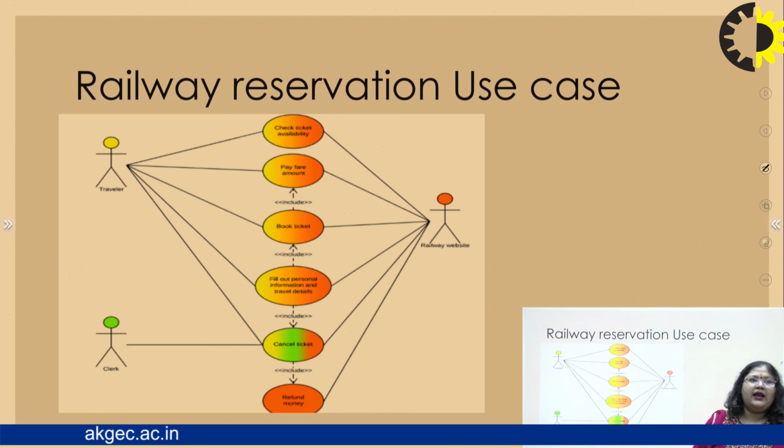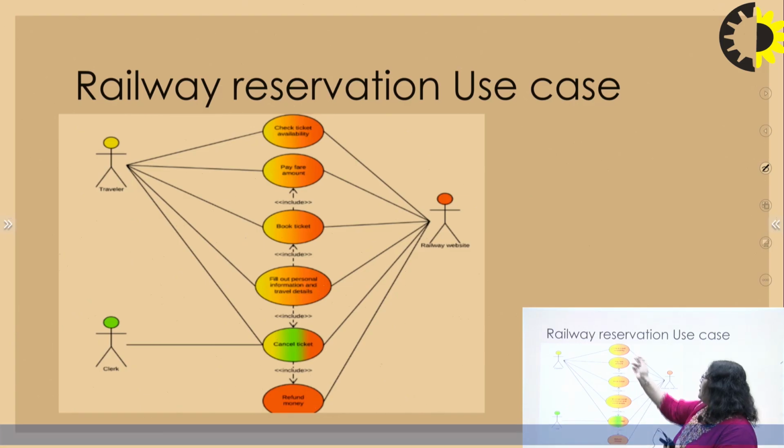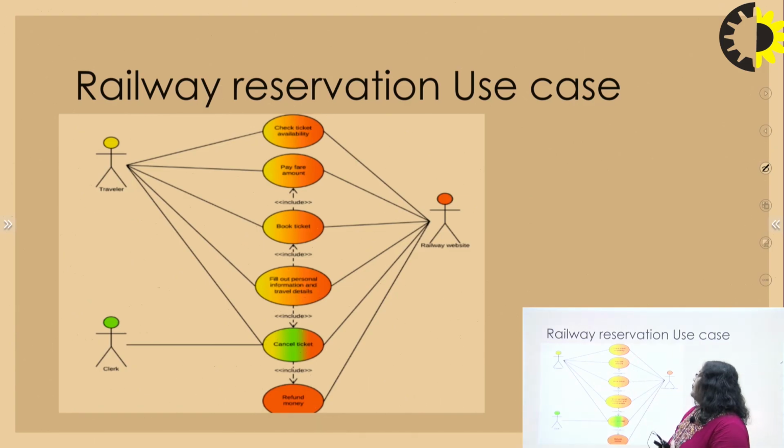One more example for that, this is the railway reservation system. So in this, these are the use cases: check the ticket availability, pay fare amount, book ticket, fill out the personal information of the user, cancel ticket, refund money. These are the actors. The basic thing is that normal user actors we have to represent on the left side, and on the right side we have to define the admin. So this is the railway website admin, and these are the two actors, clerk and the traveler. And this is the system boundary between the inner and the outside actors. So this is the use case diagram.